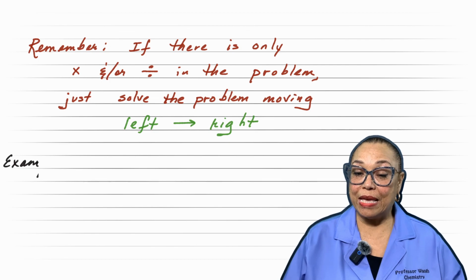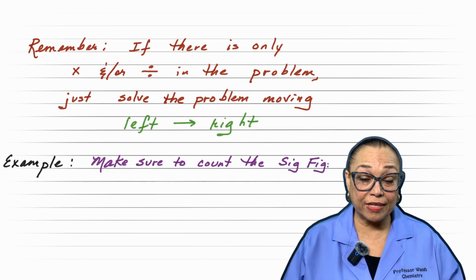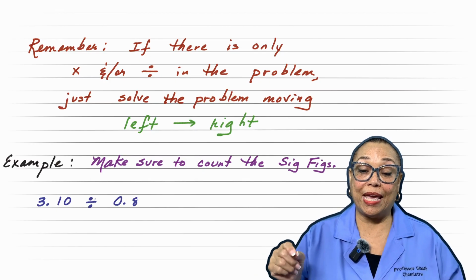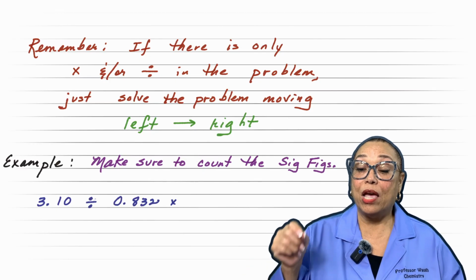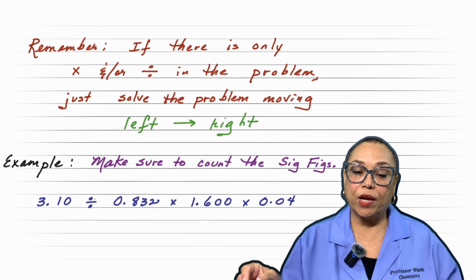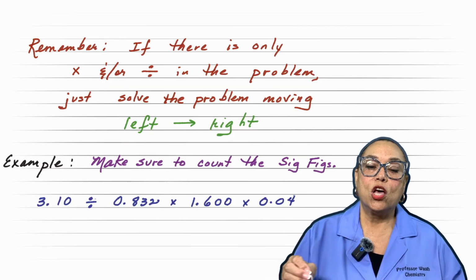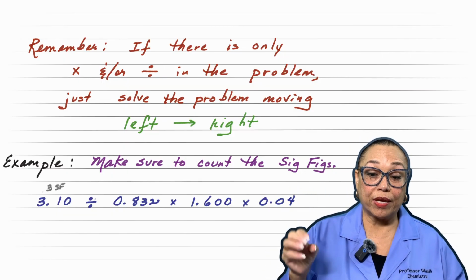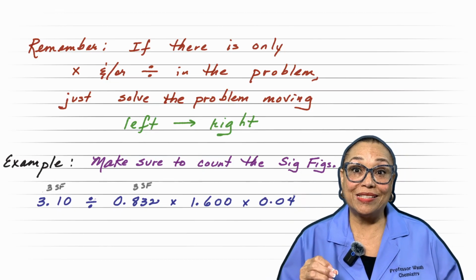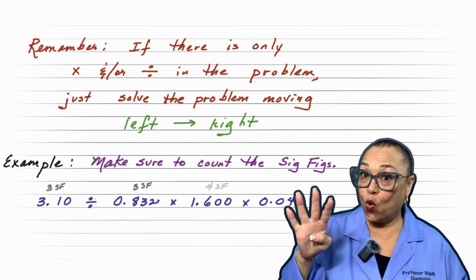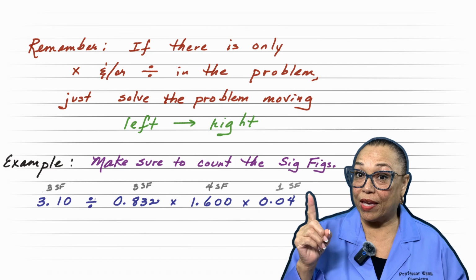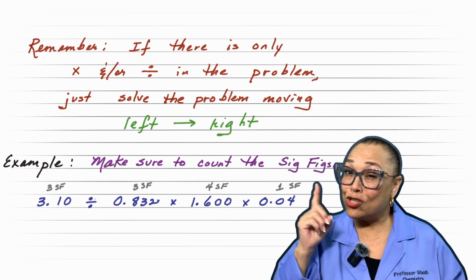All right, here goes an example. Make sure to count your sig figs. 3.10 divided by 0.832 multiplied by 1.600 multiplied by 0.04. Check your sig figs. 3.10, 3 sig figs. 0.832, 3 sig figs. 1.600, 4 sig figs. And 0.04, 1 sig fig. So the least number of sig figs is just 1.